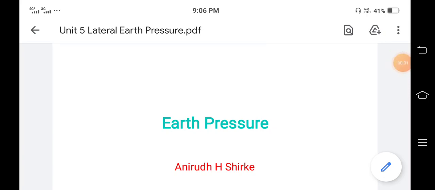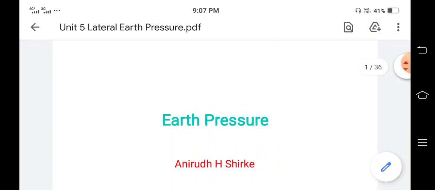Good night all. So now we're discussing unit number 5 of geotechnical engineering, that is lateral earth pressure or earth pressure. Previously the unit was called lateral pressure. So in the 2019 pattern, the name of the unit is earth pressure.